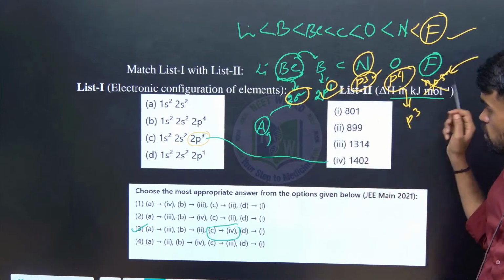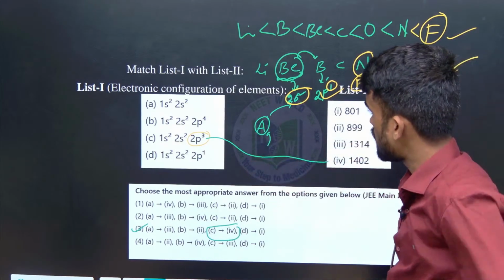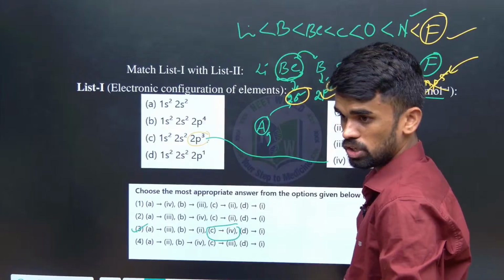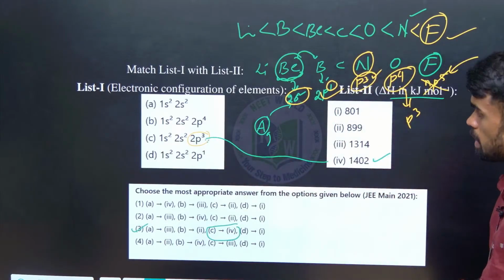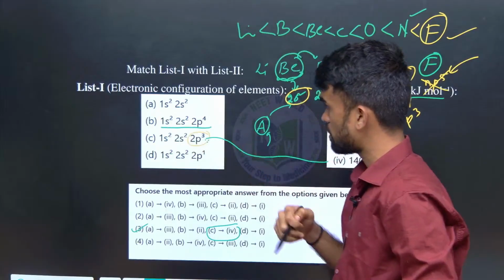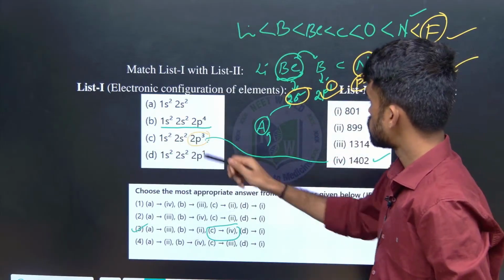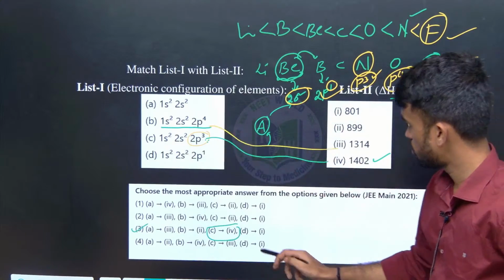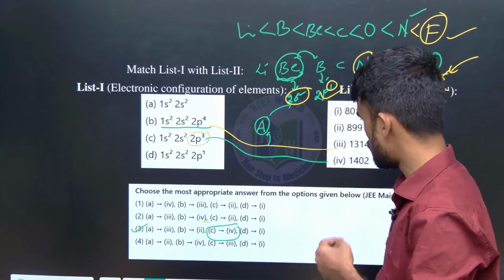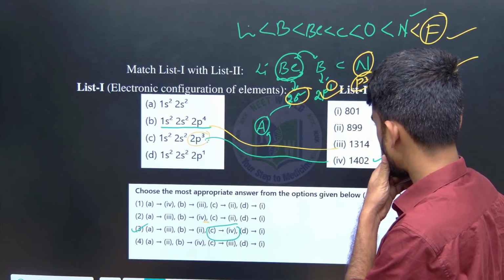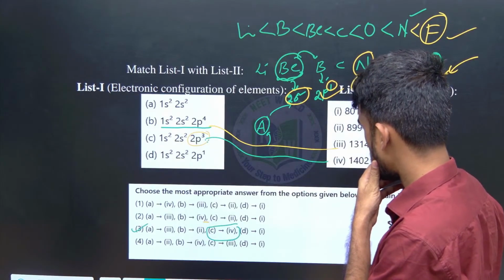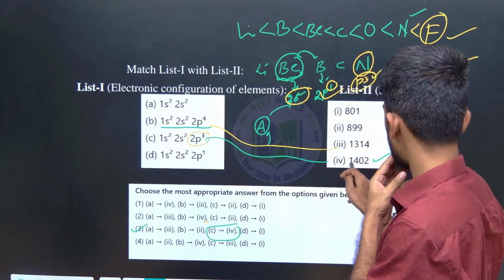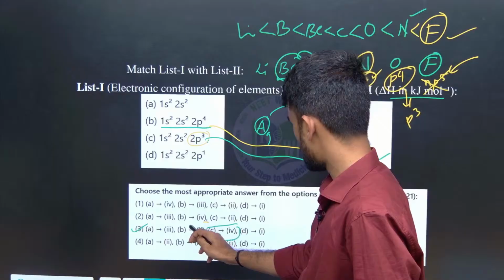Fluorine's electronic configuration is not given. Then next nitrogen is given. This is the nitrogen electronic configuration, so the highest value is for that. Done. After this, look at this. This electron configuration corresponds to oxygen. So B corresponds to which value here? B3. So do we have B3? C4 B3 is not there now. Okay, so here B3 should be there.